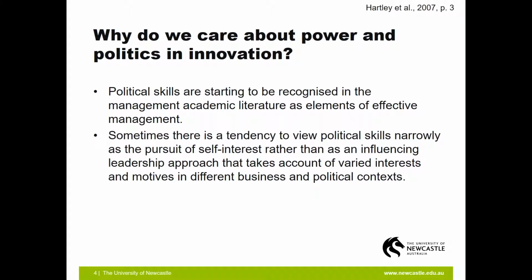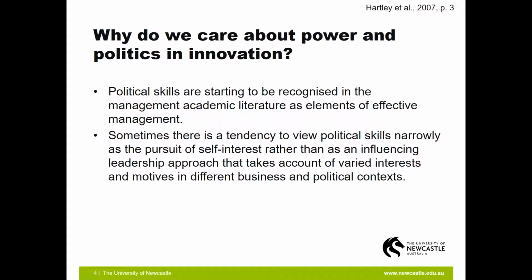So why do we care about power and politics and innovation? Well, for all the reasons I just mentioned. Political skills are increasingly being recognised in the management literature as something that's really important for us to be able to understand, to be able to utilise in organisations to effectively manage not just ourselves, but the situations that we find ourselves in. And for our purposes, particularly around managing an innovation through an organisation.